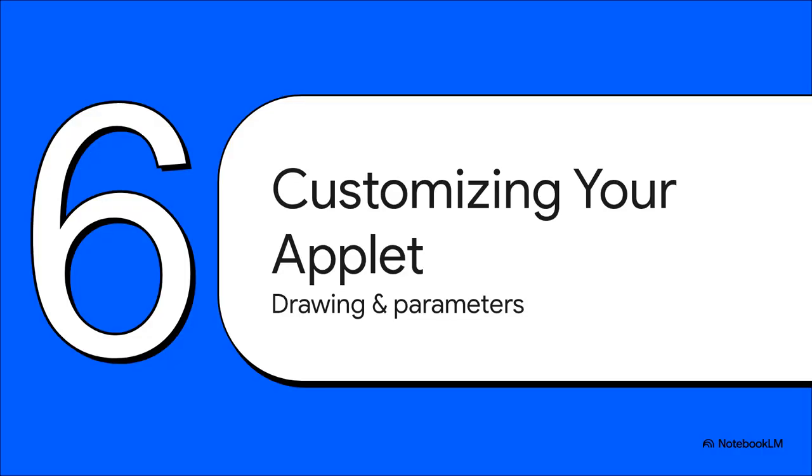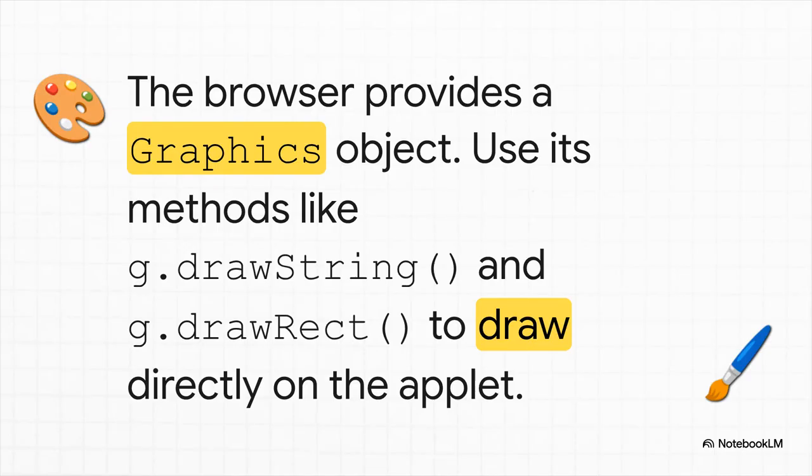All right, so knowing the life cycle is great, but how do we actually make an applet do something? Draw stuff, show text, be interactive. Let's take a look. That paint method is basically your canvas, and when it gets called, the browser hands you this magical tool, a graphics object that we usually just call g. Using g, you can do pretty much anything visual: draw text, draw shapes, change colors. All the visual action happens inside the paint method.